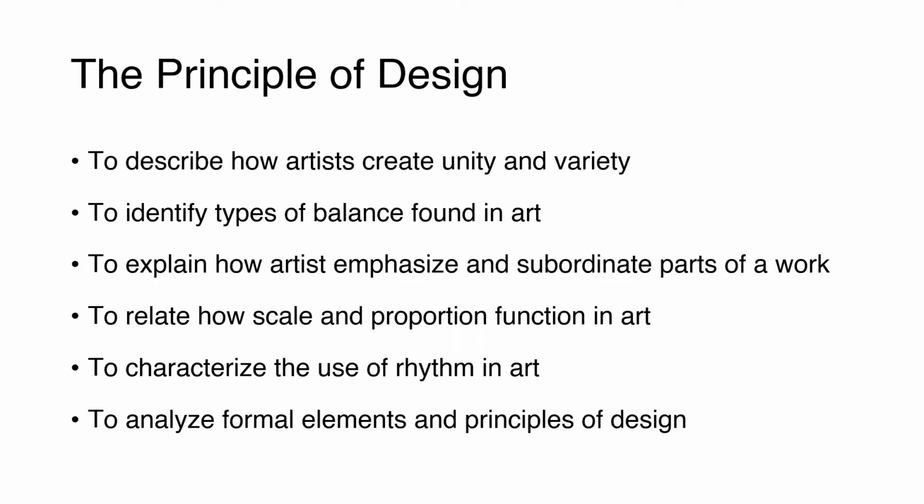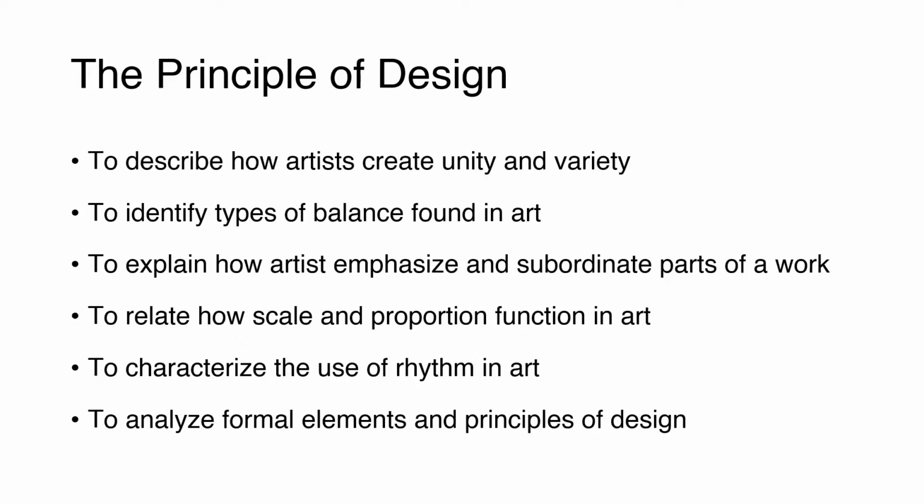In this chapter, we will learn how to describe how artists create unity and variety, how artists identify types of balance found in art, and to explain how artists emphasize and subordinate parts of work, to relate how scale and proportion function in art, and characterize the use of rhythm in art, and to analyze formal elements and principle of design. The last point here is going to be the most important one. But in this lecture, we're going to take a look at these two: describing how artists create unity and variety, and then how to identify types of balance found in art.